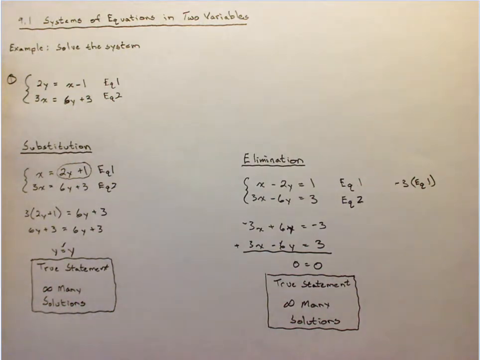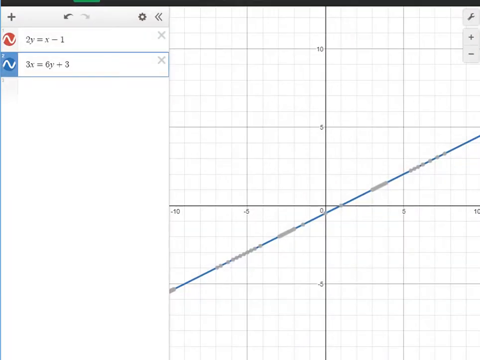What I'd also like to do is let's look at it graphically. And here's the graph. I have 2y equals x minus 1 in red, and then I have 3x equals 6y plus 3 in blue, and the blue will take over the red, but all the dots on there are showing you all the points where they meet. That's what Desmos is showing. They're both the same line. Infinitely many solutions.